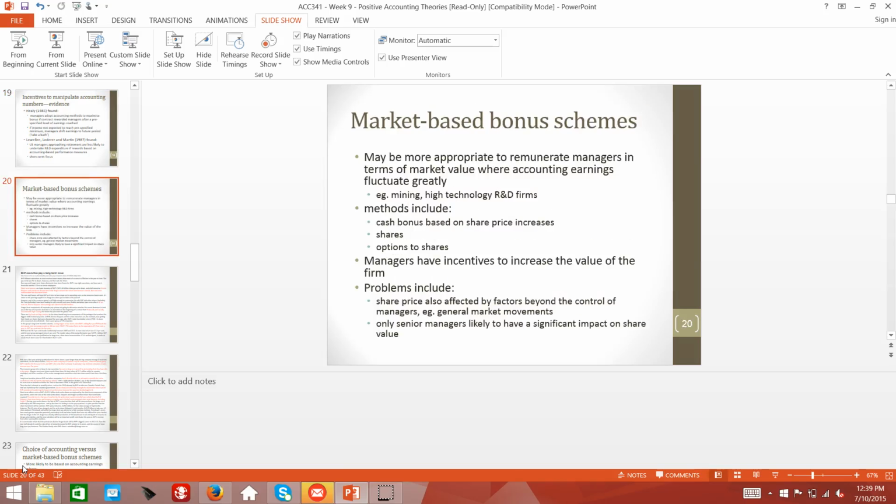Market-based bonus schemes are also used, and we'll go through and look at this BHP example coming up, which I showed to you at the residential school. They're more likely in industries where the market value, the share price, fluctuates greatly, because what are the owners wanting to reward? Not the market fluctuations, but the performance of the managers. They're not wanting to reward a high-tech boom or a mining boom and pay their managers an enormous sum of money just because the industry is booming. They're wanting to reward their managers for outperforming other managers in the same sector.